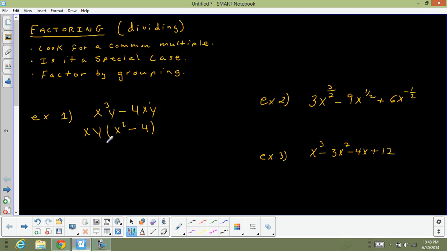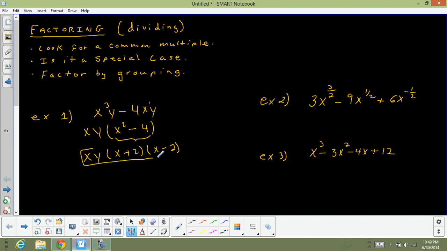Now, that's good, that's factored, but of course, it's not complete. And right in here would be a real identifiable special case, a difference of squares. And anytime you have a difference of squares, that should be very, very easy to factor. And of course, we're going to factor this to x plus 2 times x minus 2. And so there's our fully factored expression.